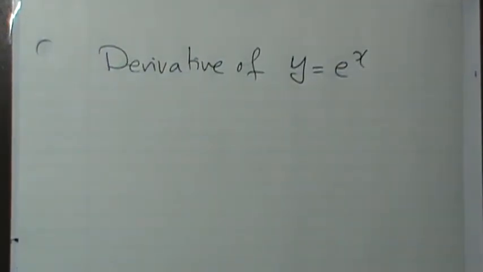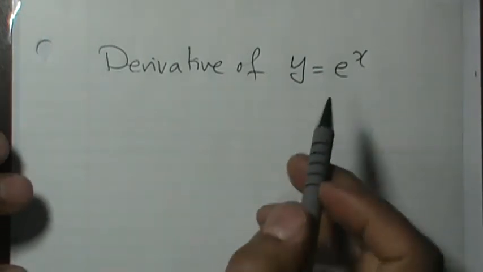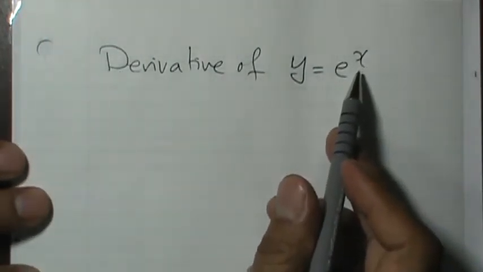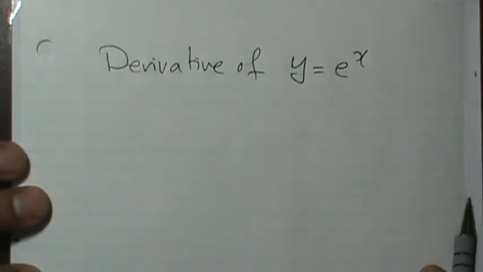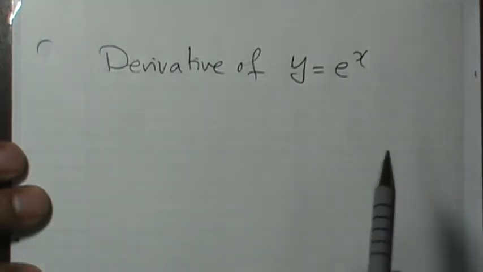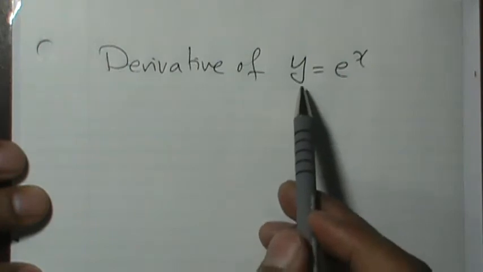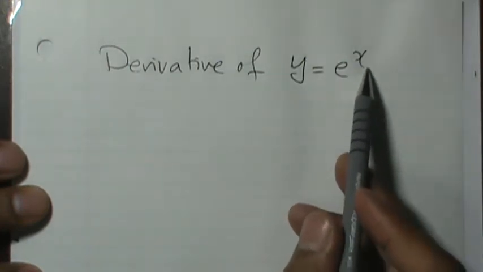Today's lesson is about the derivative of the exponential function with base e: y equals e to the power of x. There are a few types of exponential functions, but today we're just finding the derivative of y equals base e to the power of x.